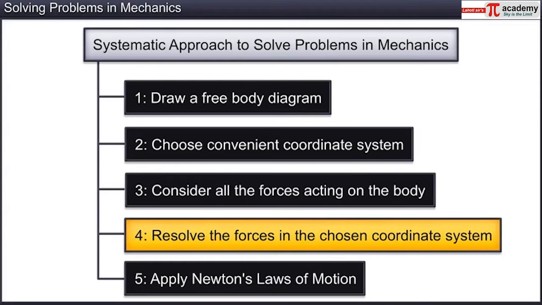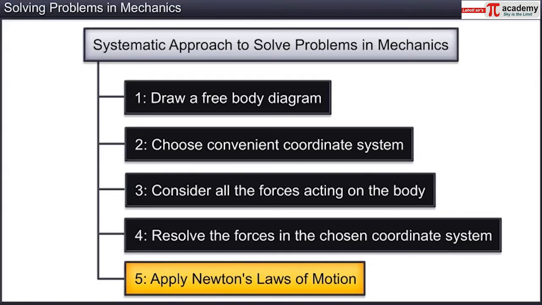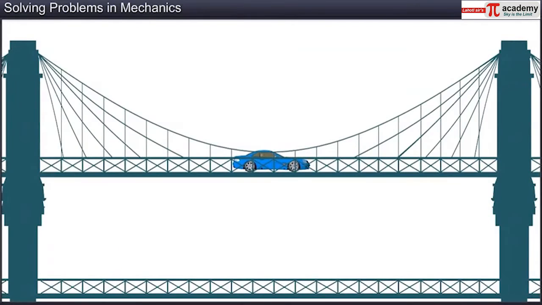Resolve the forces in the chosen coordinate system. Apply Newton's laws of motion and solve all the equations to find the unknown variables. Let's take a look at each of the steps involved.